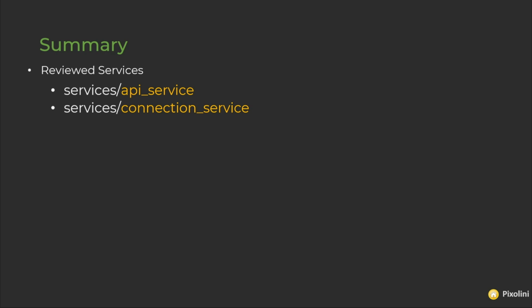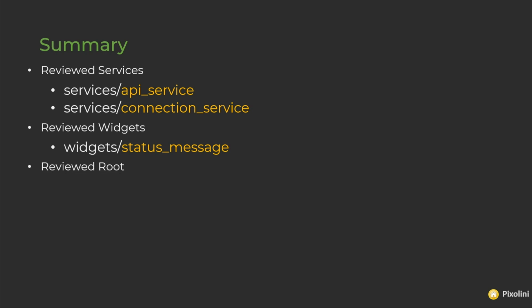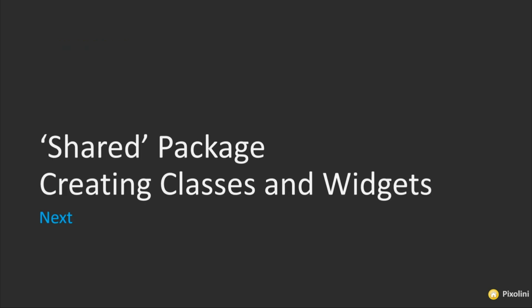The connection service is responsible for monitoring if the internet is on or off and showing the appropriate message, which the status message widget will handle and show the message that says, hey, you currently do not have internet connection. And you reviewed the shared dart file, which shows the partial exports right now of all the classes and services and widgets that are currently in the project. And in future videos here, we will create new classes and so on, and we will add them to the shared dart file. Up next, you'll be creating classes and widgets for the shared package.